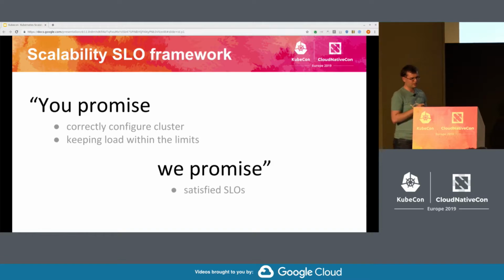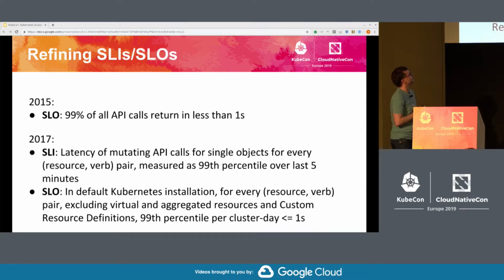So let's take a look at what we did to refine the SLIs or the SLOs that we introduced back in 2015. Let's take a look at the API responsiveness SLO. We already saw how it looked in 2015. This is what we refined it to, or actually half of it, in 2017. So let's take a look at a little bit more detail into what exactly happened here.